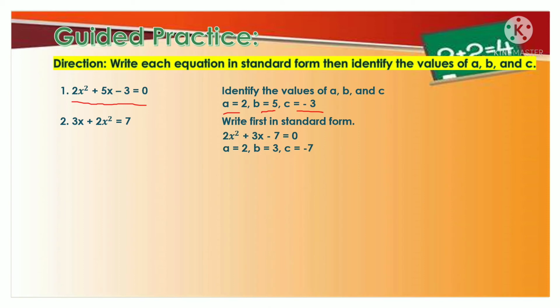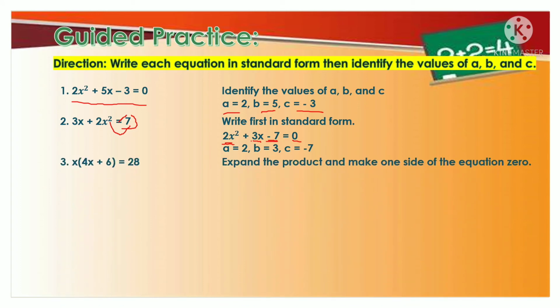So of course, we are going to arrange the equation. First is the quadratic term, which is 2x squared, and then the linear term, which is 3x. So negative 7 comes from the positive 7. Apply the addition property of equality. We are going to move positive 7 to the other side of the equal sign. So this will become negative 7 and then equals 0. So our a is positive 2, b is positive 3, and c is negative 7.